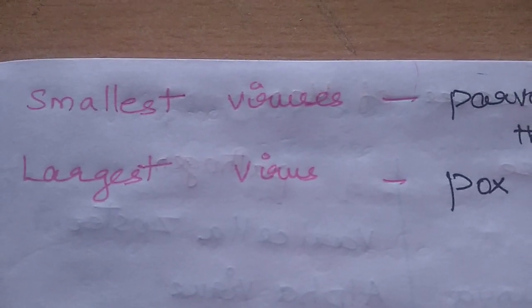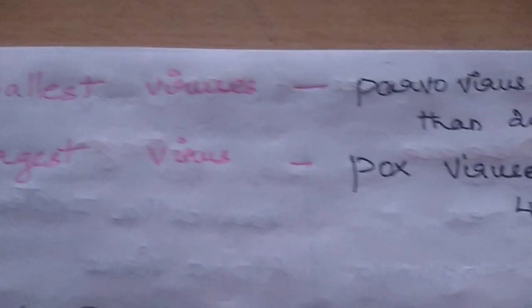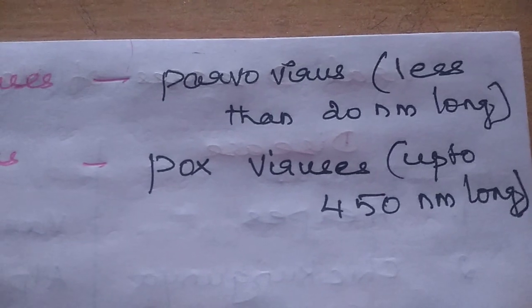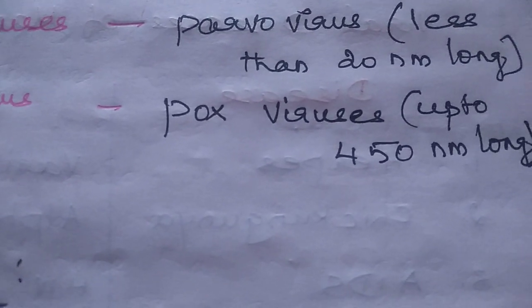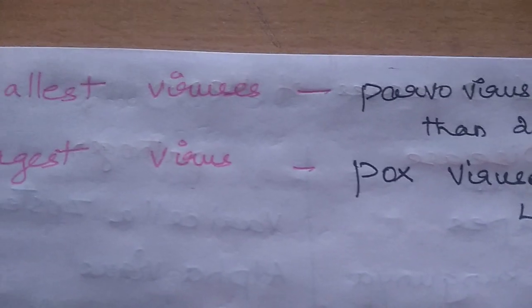And the next example is the smallest virus. An example for the smallest virus is parvovirus. It is less than 20 nanometer long. And the example for the largest virus is pox virus. It is up to 450 nanometer long. So this is very important.